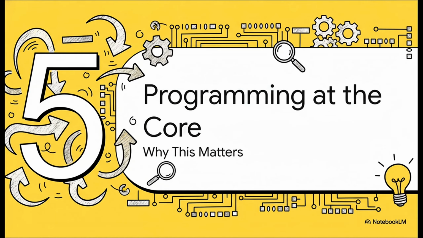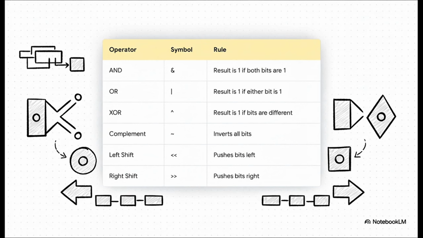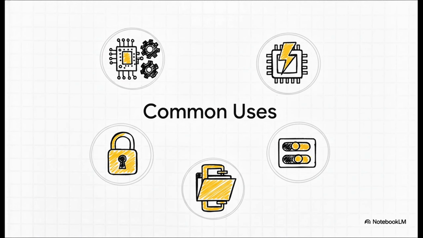So, we've learned this new language. We've got a whole new set of grammatical rules. But you might be wondering, why does any of this actually matter? Why would a programmer ever need to get their hands this dirty at such a fundamental level? Well, this entire toolkit that we've just gone over, AND, OR, XOR, complement, and the shift operators, it is not just some theoretical puzzle. It gives a programmer direct, fine-grained control over the raw data that's living inside the machine's memory. And that kind of control is absolutely crucial for anything where performance is key.